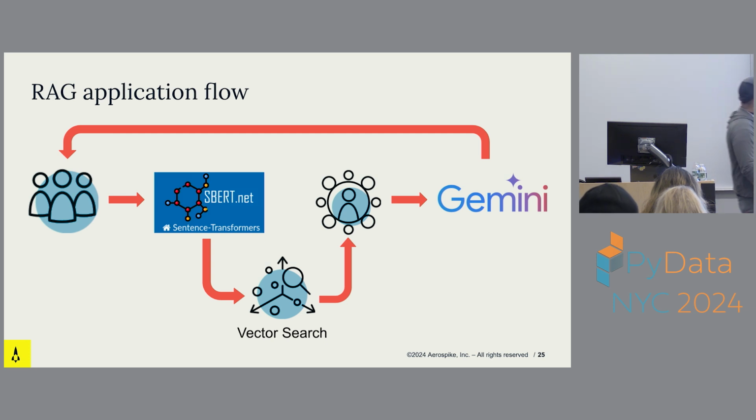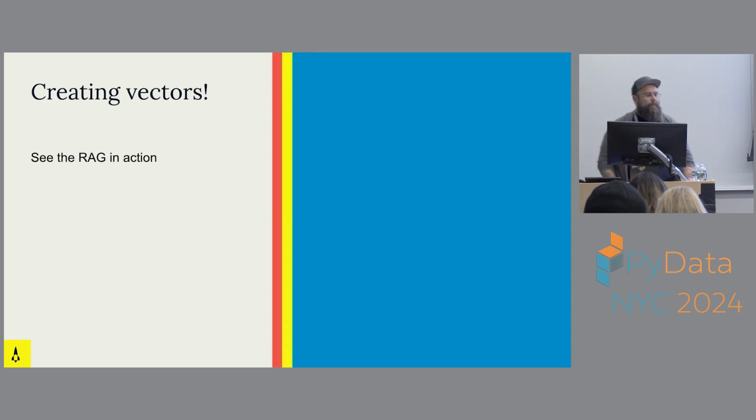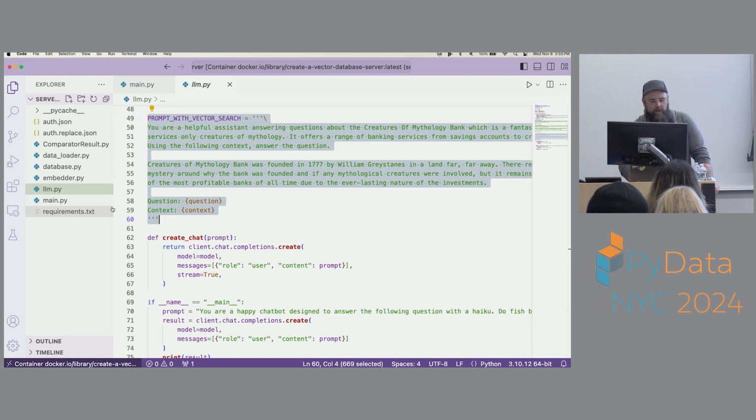What's really important here though is that first step: we need a database of vectors to search, right? We need data to be able to pull over to the actual application. So let's go take a look at some more code.